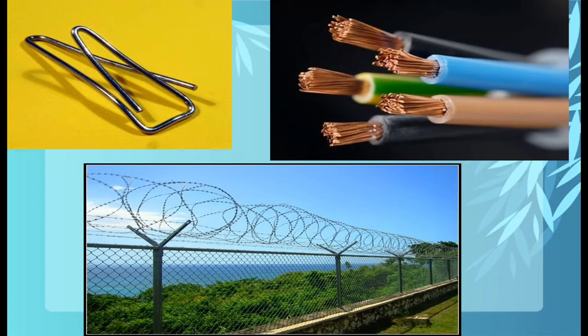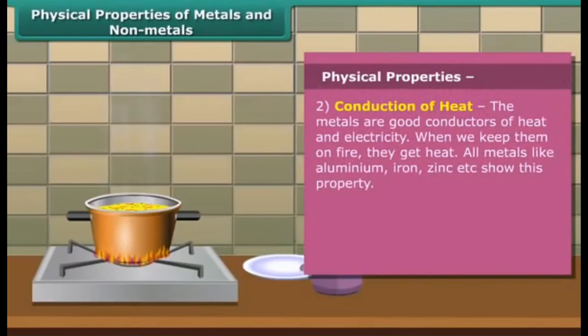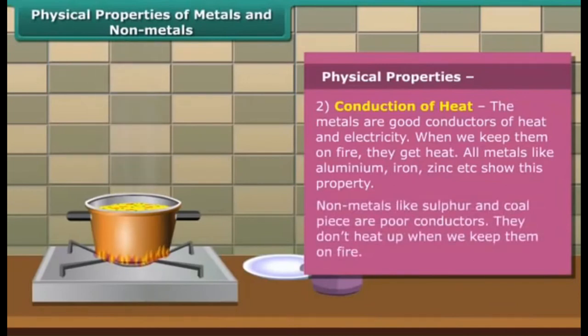Let's move on to the next property of metals, that is conduction of heat. Now you must have noticed, if you keep something on the gas stove for a long period of time and you try to touch that utensil, you get hurt, right? You get a burning sensation. Now why does this happen? This is because the utensil does allow energy to pass through it.